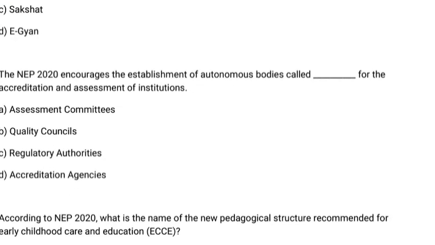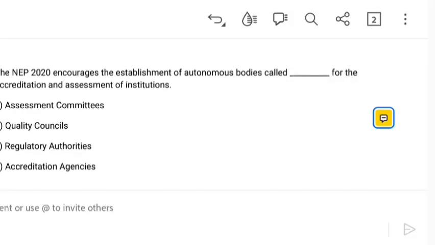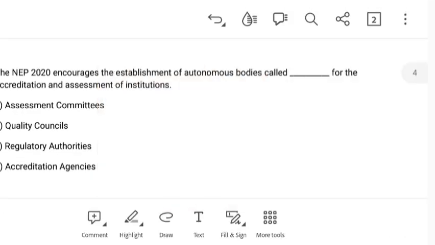Next, NEP 2020 encourages the establishment of autonomous bodies called what, for the accreditation and assessment of institutions? Assessment committees, quality councils, regulatory authorities, accreditation agencies. Okay, it will be quality councils.